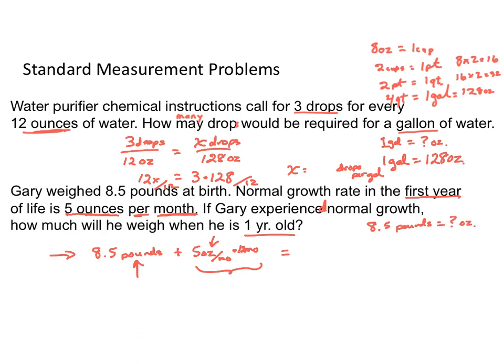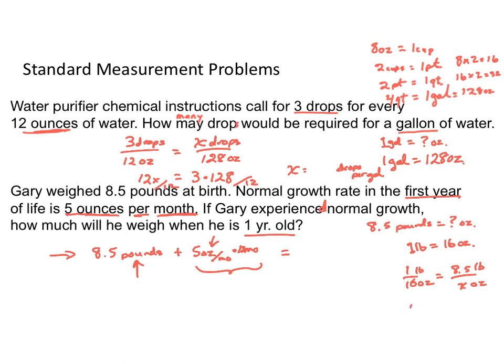On our conversion ratios, we have 1 pound is 16 ounces. You have to be careful with ounces also. There's weight ounces like we're dealing with here, 1 pound is 16 ounces, and there's also fluid ounces, which is a volume. So if 1 pound is 16 ounces, then 8.5 pounds is going to be how many ounces?